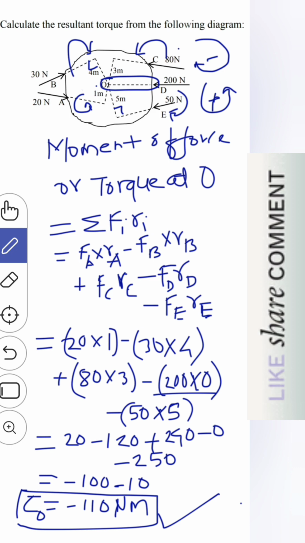So the total moment, or resultant torque, on the point O due to all the forces A, B, C, D and E is minus 110 Newton meter. I hope that you got the solution of this question. You must try some other questions based on the moment of force, so it will be very easy for you to attempt each and every question properly, and you can get full marks in the board exam.